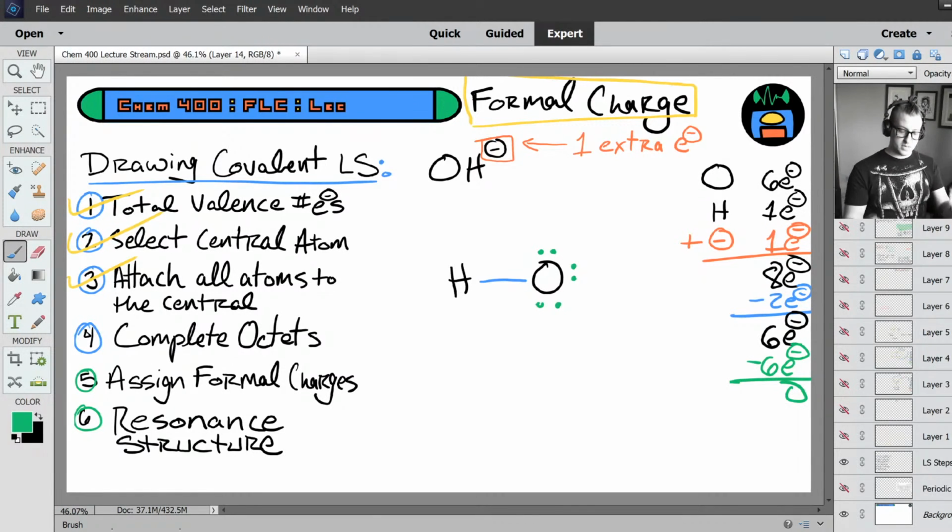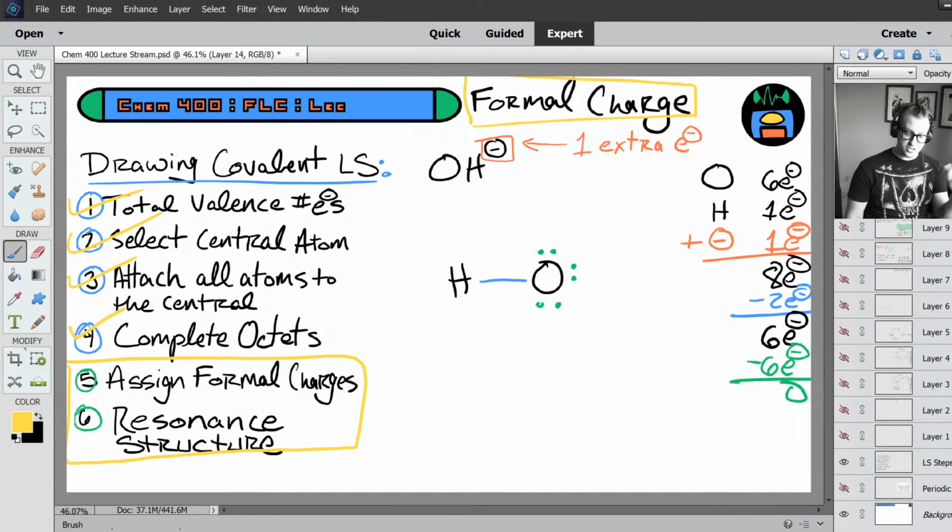So we spend them to complete oxygen's octet. Now it has access to 8. Hydrogen has access to 8. So we've done steps 1 through 4, but now we have to address and deal with these last 2. We need to assign formal charges.